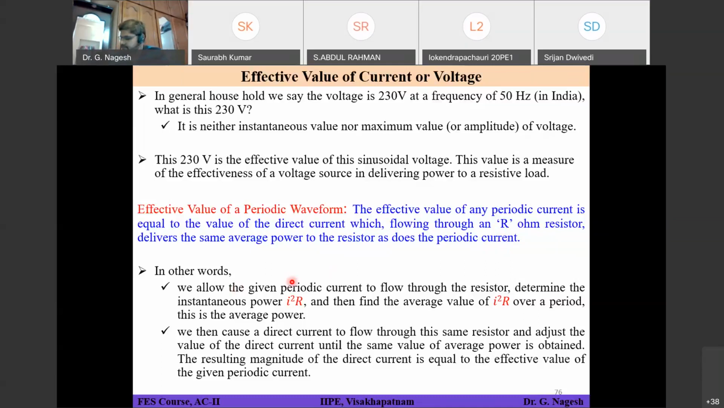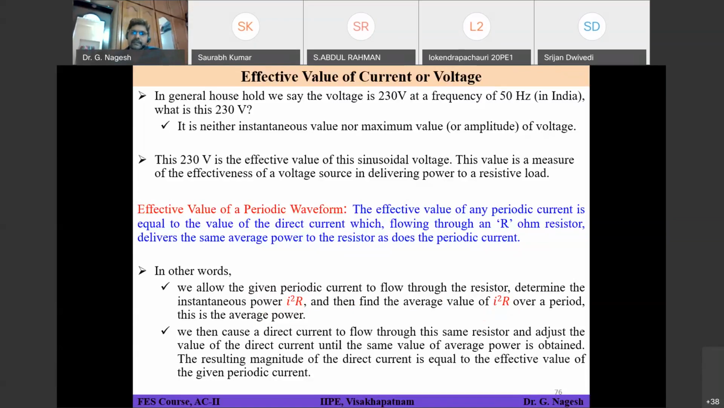In other words, we allow a given periodic current to flow through the resistor. So you are sending a periodic current through some resistor. Determine the instantaneous power. How to calculate? The instantaneous power will be I square into R, that's all. This is the instantaneous current. So I square into R will give you the instantaneous power, and then find the average value of that by integrating over one time period. So you have calculated the average power and kept it aside.